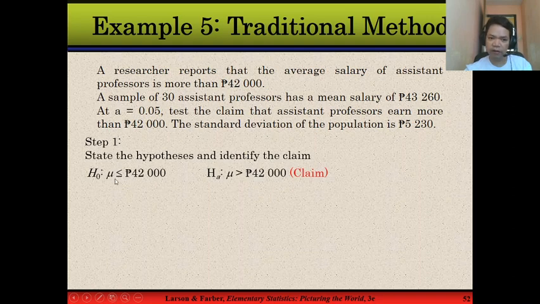So, less than or equal to. Again, naka-null hypothesis lagi yung may equal sign. At ang support ay alternative.